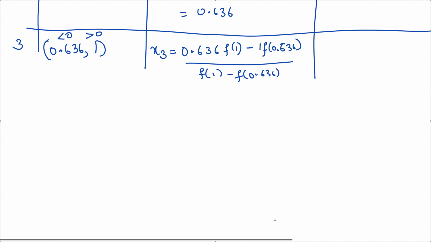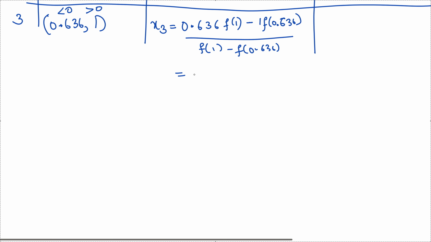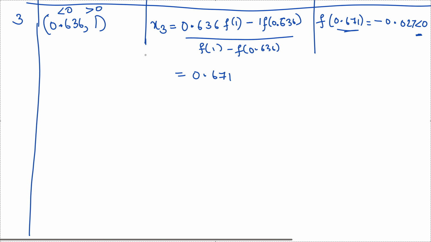So here we are getting 0.671. Now what is f of 0.671? f of 0.671 is minus 0.027, which is less than 0. So again this is giving us less than 0. So previously what was less than 0, we will replace that with the new x value.